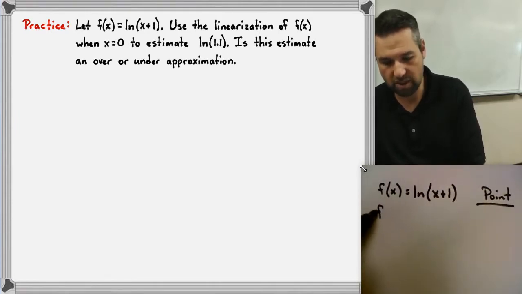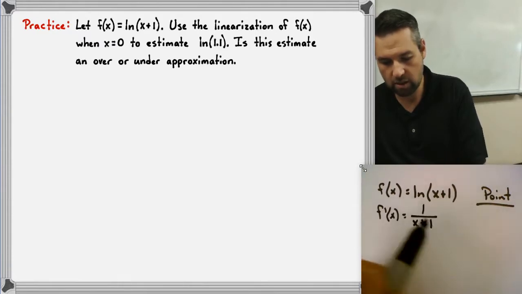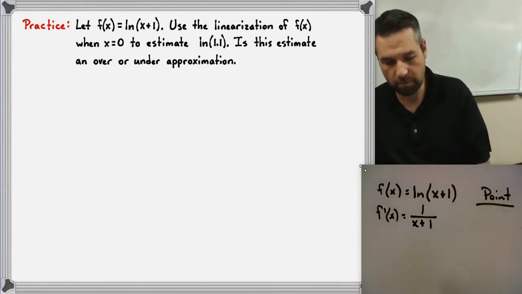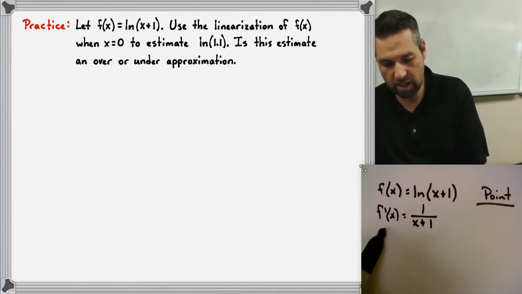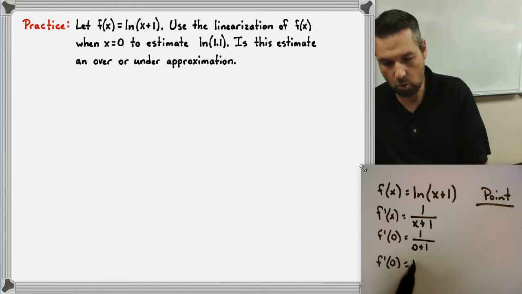So to find the slope, we need to take the derivative. So that would be 1 over x plus 1 times 1, chain rule, because the derivative of x plus 1 is 1. And then we need to plug in our point of tangency. So f prime of 0 is going to be 1 over 0 plus 1. So that implies that f prime of 0 is just 1.